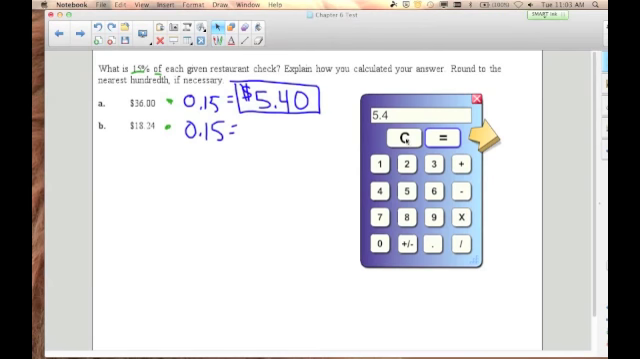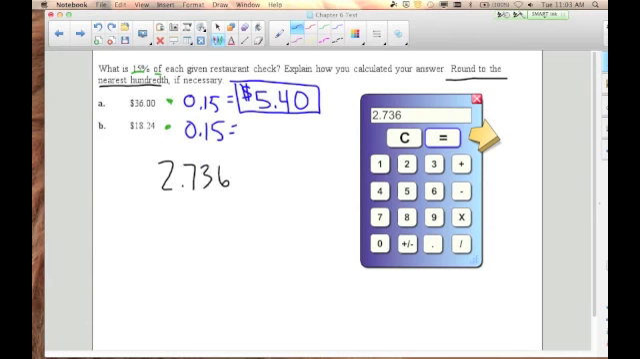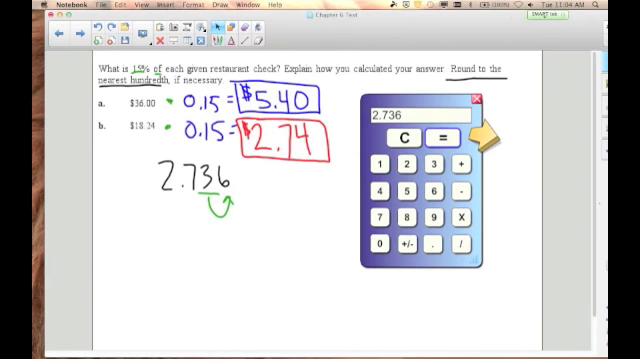I do the same thing for $18.24. I times it by 15 hundredths, and then I'm going to get my answer of 2.736. Now I'm rounding to the nearest penny, nearest hundredth. So I look at the threes place. 1 to the right is 5 or higher, so the 3 rounds up to a 4. So I would tip $2.74 if I was tipping 15%.